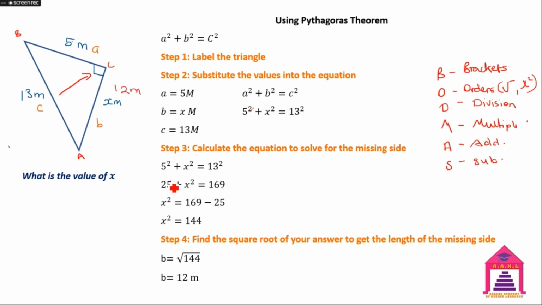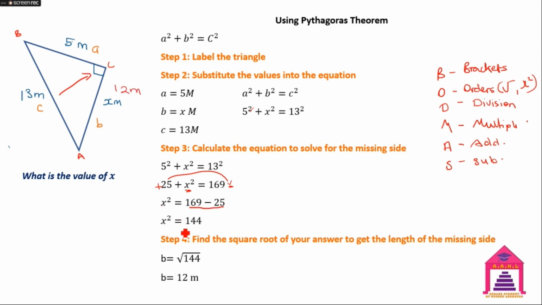So we have our powers. We're going to work out our powers first. So we get 25, we get 169. Of course, we're using a calculator for this. Now that we have figures that we can work with, we have 25 plus X squared is equal to 169. We want X by itself. So we bring 25 across here. It's positive here, so it's going to be negative here. That's how we get 169 minus 25. X squared is equal to 169 minus 25.